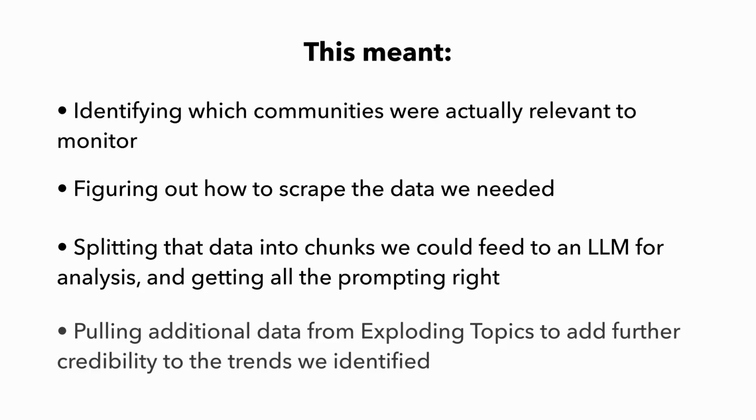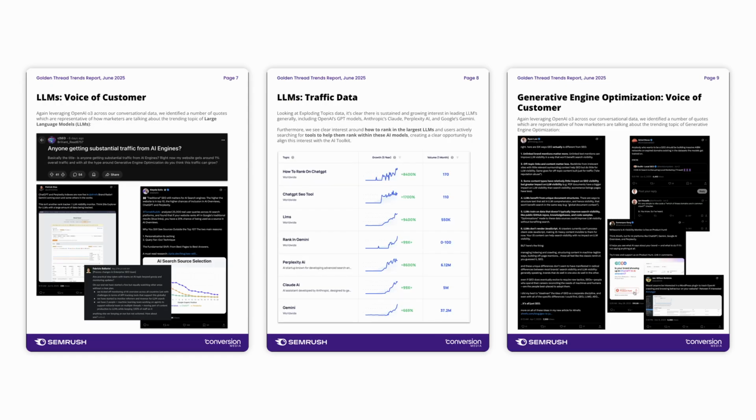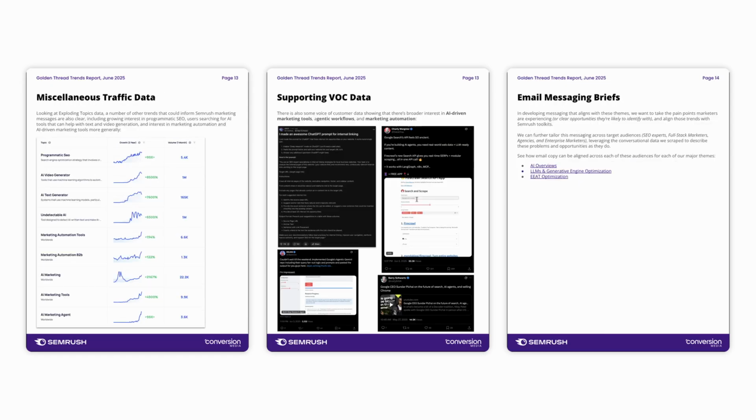We also needed to figure out how to pull additional data from Exploding Topics, which is actually a Semrush product that tracks trends data, and we were able to add further credibility to the trends we identified using that data. So we were essentially creating the process while simultaneously working on our first trends report. And then once everything was finalized, we were able to complete that first trends report, which looks something like this.